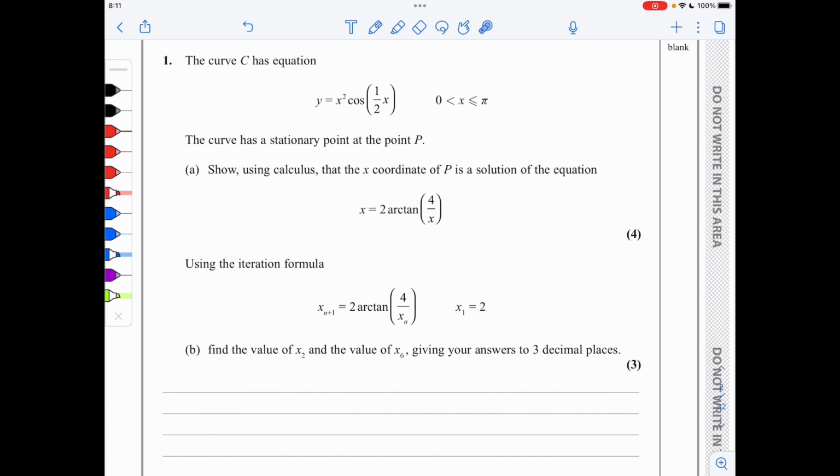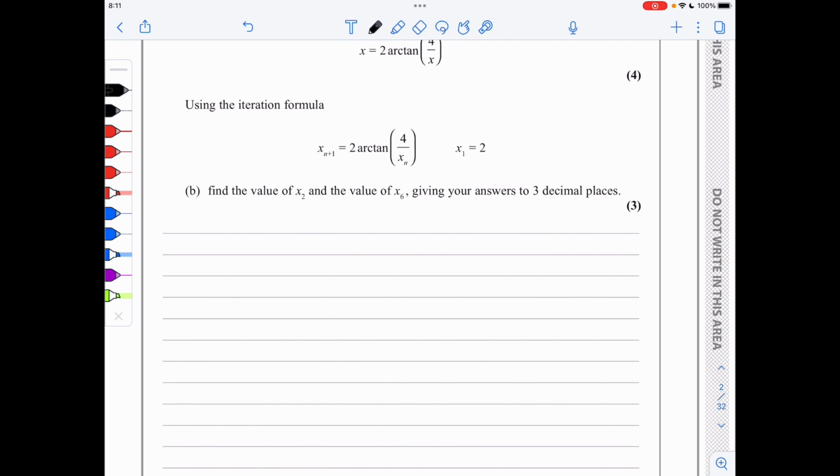In question 1, we've got the curve C, and we need to show that the x-coordinate of the stationary point satisfies this given equation. I will start by differentiating. We've got y is x squared cos of x over 2.